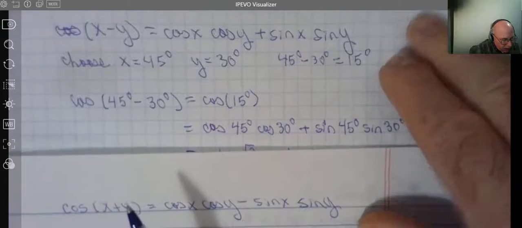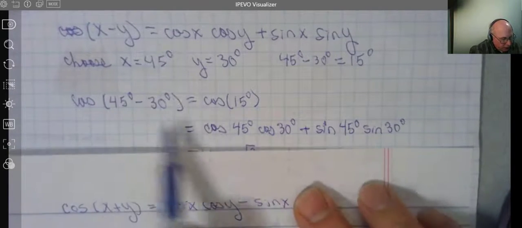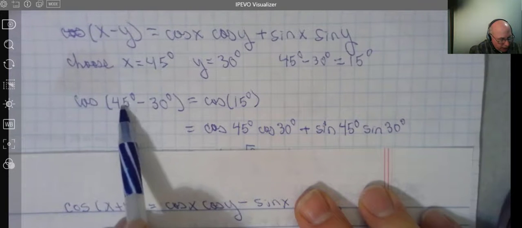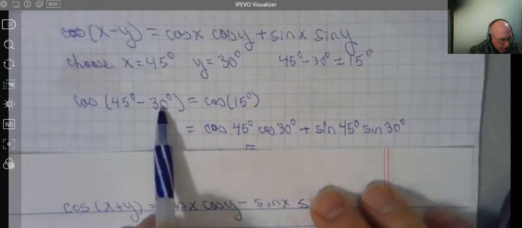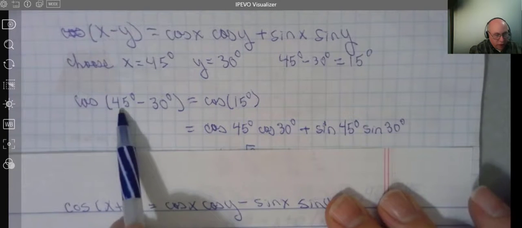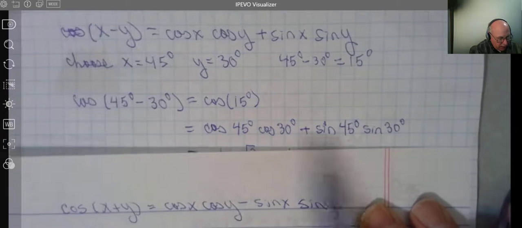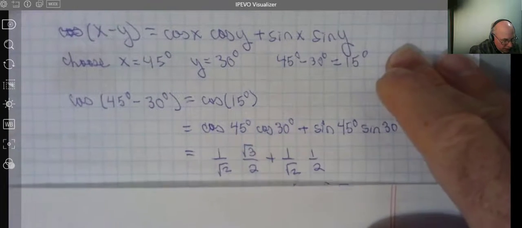And then we use our formula up here. So it's the cosine of 45 times the cosine of 30 degrees plus the sine of 45 degrees times the sine of 30 degrees. And now we convert these to the corresponding exact values.